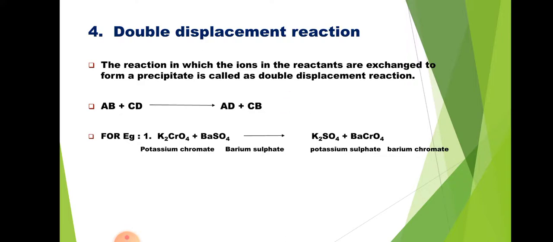Okay, so these are the four types of reactions: combination reaction, decomposition reaction. Combination means to combine. Decomposition means to separate. Then displacement reaction, exchange, but how? The less reactive element goes away and the more reactive element combines. And in double displacement also exchange happens, to get two different products. Okay, so these are the four types of reactions.